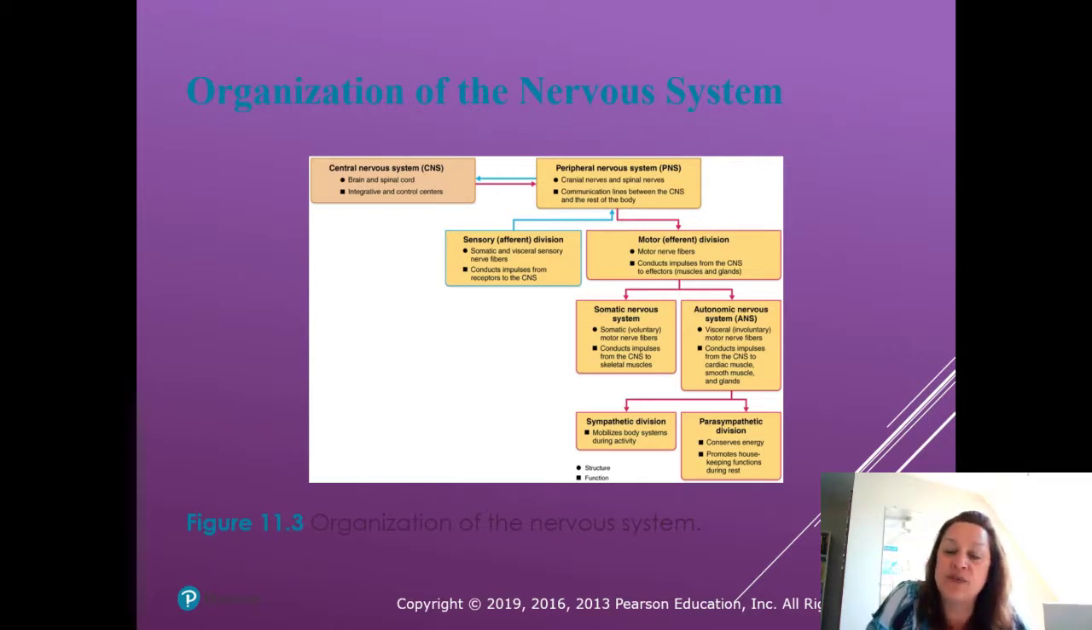So the peripheral nervous system contains both sensory input fibers, motor output fibers. And then we have the division between the somatic voluntary, the autonomic involuntary, and from the autonomic, the sort of resting and digesting, and then the increase in energy, the sympathetic and parasympathetic.